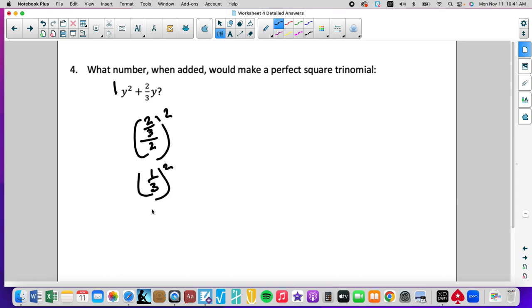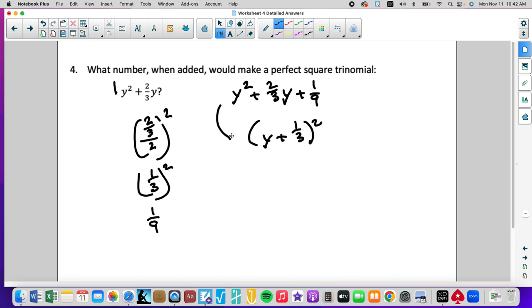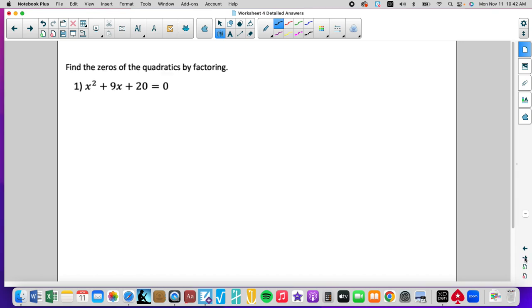1/3 squared is 1/9. And so y squared plus 2/3 y plus 1/9 would be our binomial, and we get y plus 1/3 quantity squared. This would produce this. Yes. Oh yeah, that's good. That is so good.